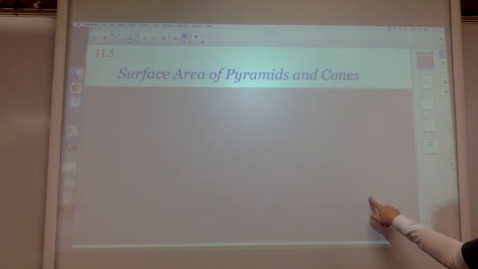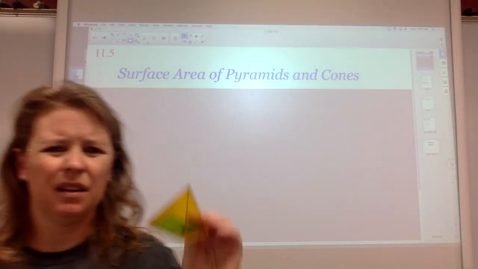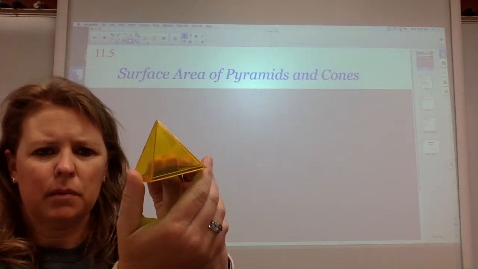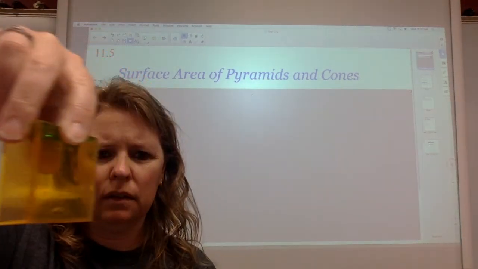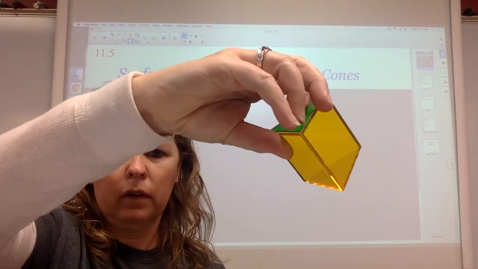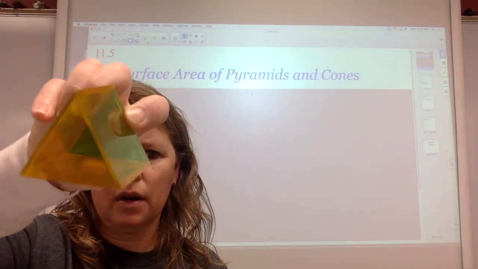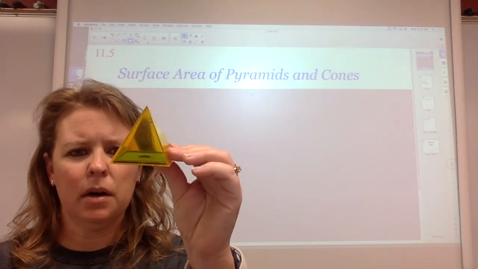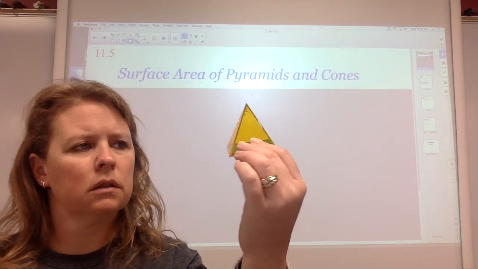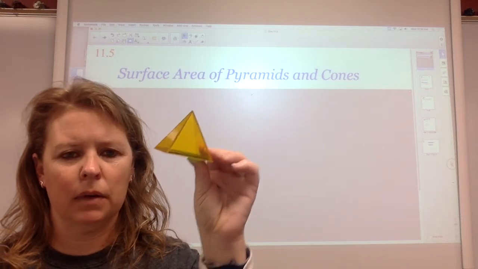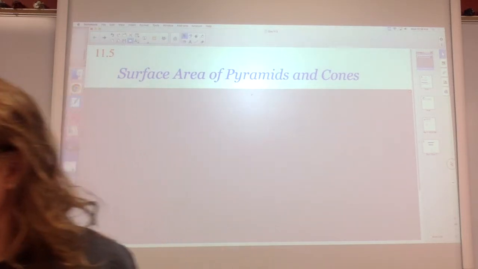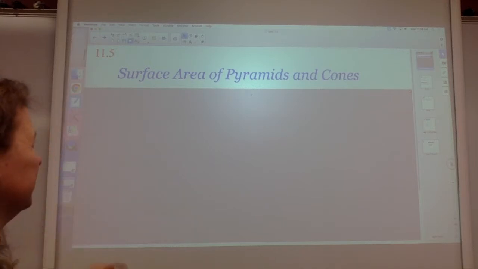Section 11.5, surface area again, but this time of pyramids and cones. Difference between a pyramid and a prism. Take a look at this pyramid. Our prisms always had rectangles around for their lateral faces, and the bases were on the top and bottom. On the pyramid, you have triangles for your lateral faces, and the base is only on the bottom, not on the top. So they're not going to end up being the same as far as our formulas go, but close.